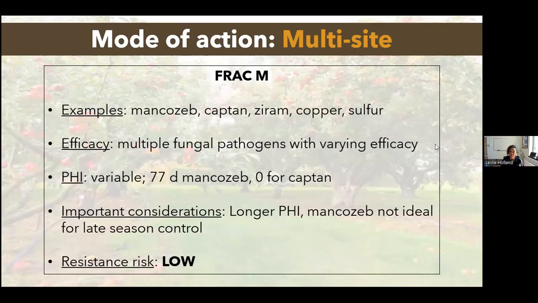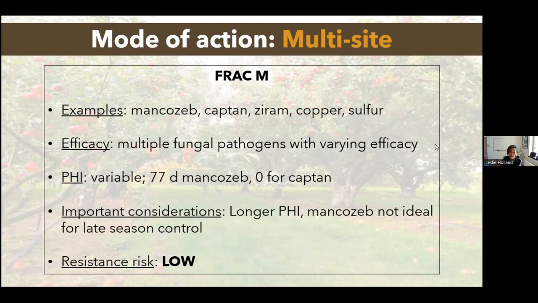So the first group of fungicides we'll talk about are the multi-site mode of action fungicides, oftentimes FRAC M, which you'll see on the tables or on the label as well. Things include mancozeb, captan, ziram, copper, and sulfur. Their efficacy tends to be pretty good in general. It, of course, will vary for certain pathogens, and keep in mind that not all of these different chemistries are registered for all fungal pathogens. For instance, sulfur is great for powdery mildew, but captan and mancozeb are not registered for powdery mildew control in apple. So it's important to read the label to know those differences.